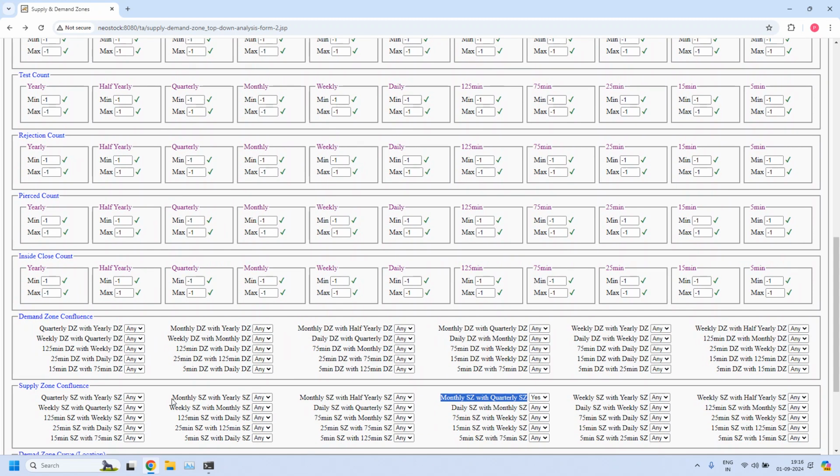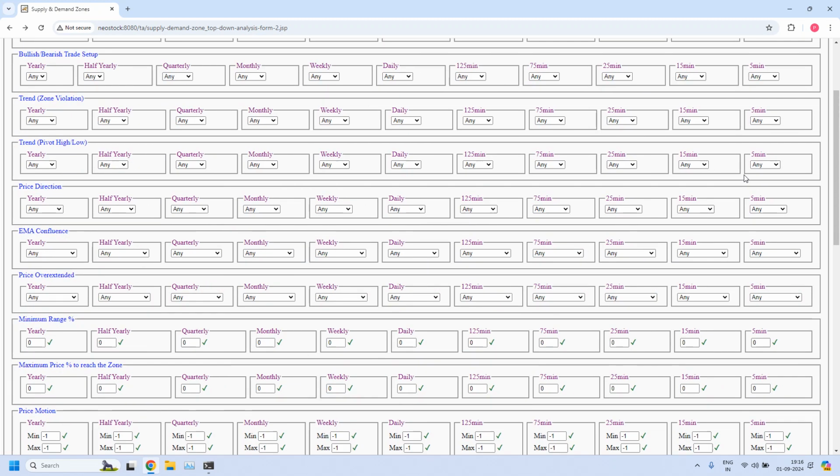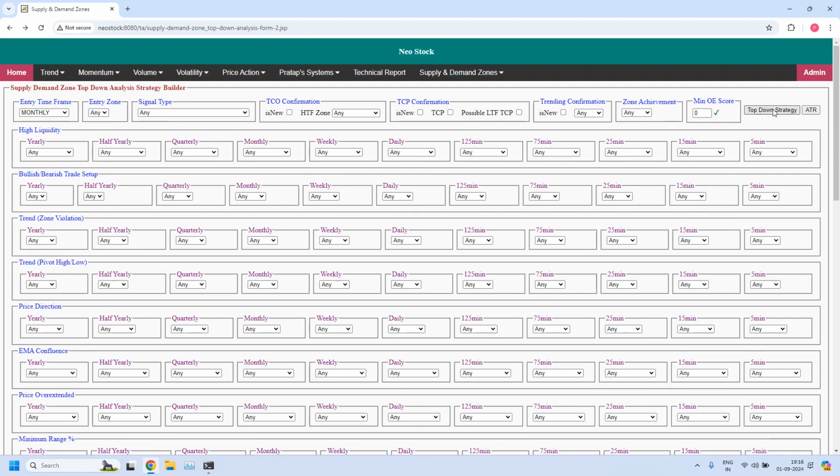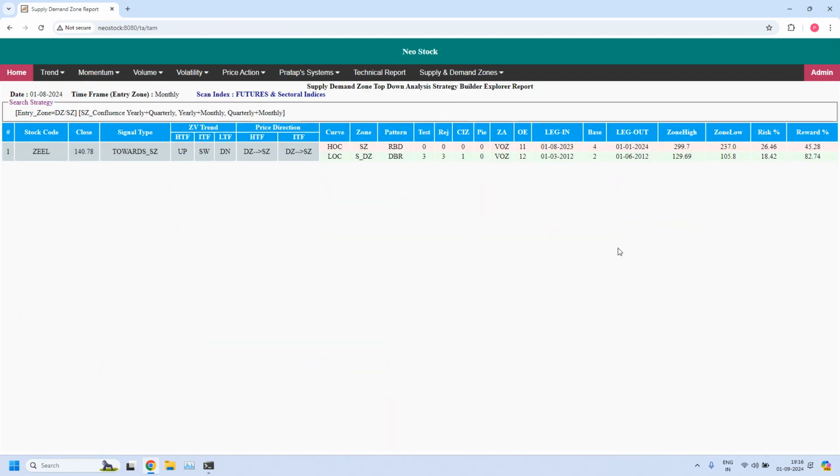So next the monthly supply zone with yearly supply zone confluence enabled. Already monthly and quarterly is enabled. And quarterly with yearly also we are enabling. That means LTF, ITF, HTF confluence. That is monthly, quarterly and yearly confluence, supply zone confluence. Only one stock is filtered, Z Limited. Inside the yearly supply zone, we have a quarterly supply zone, and also inside that we have monthly zone. All three are overlapped with each other.